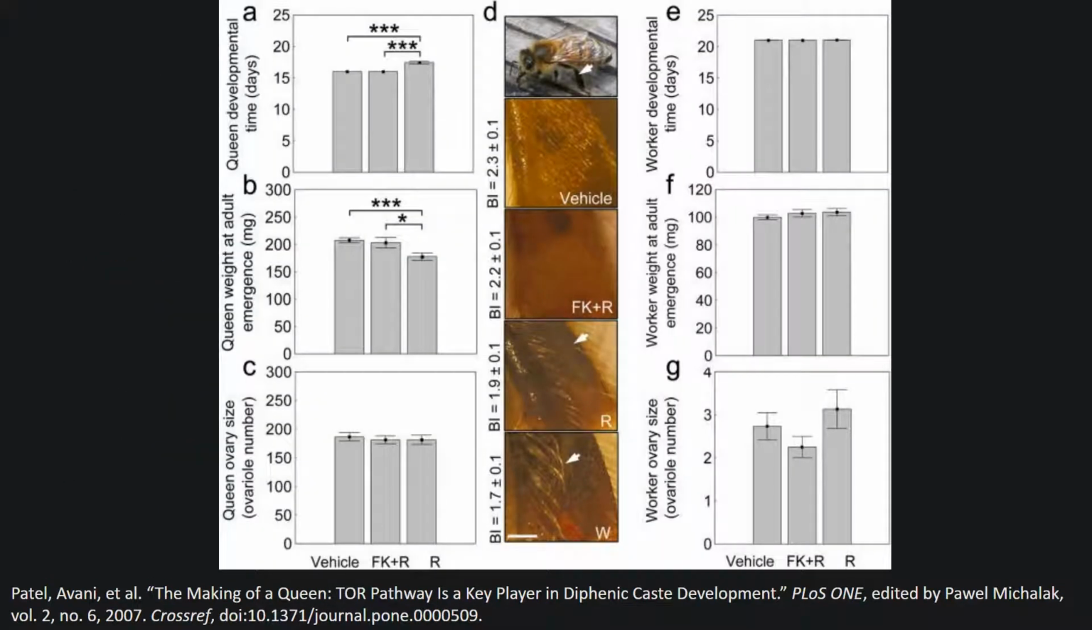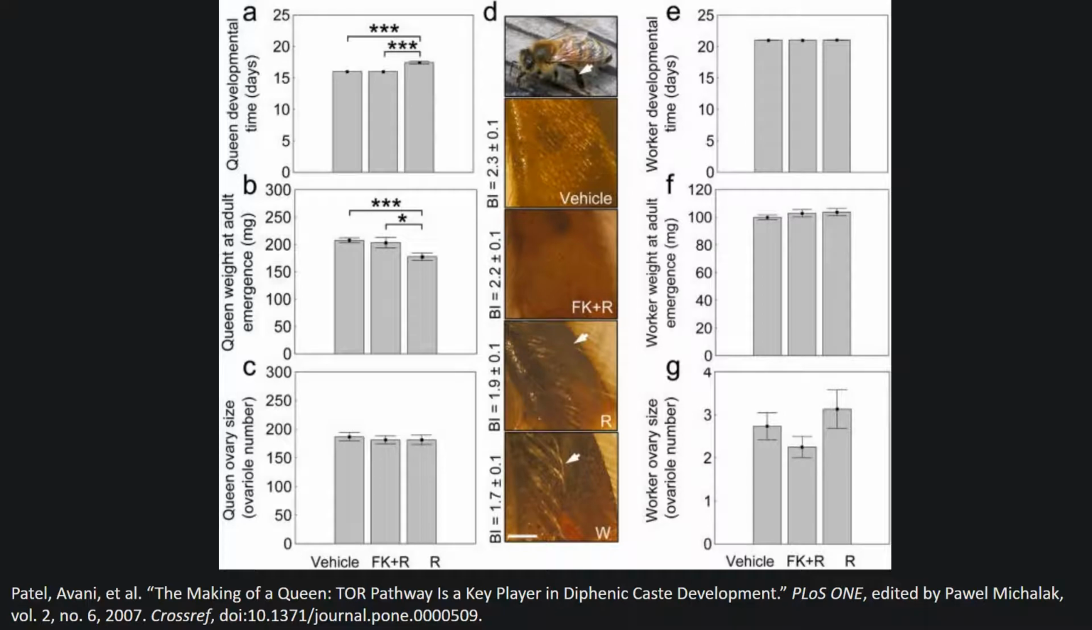This figure shows the effect of rapamycin and FK506 pharmacology on caste characters in honeybees. In A through G, vehicle means 2% ethanol in insect saline. FK plus R means sequential treatment of FK506 and rapamycin. R means just rapamycin. The W in D shows a worker as comparison.